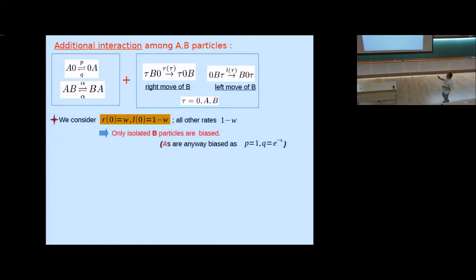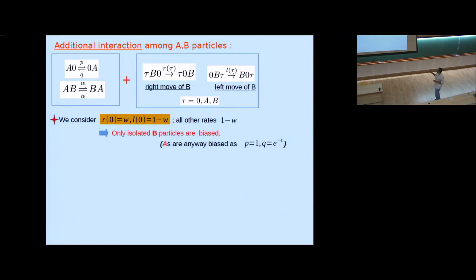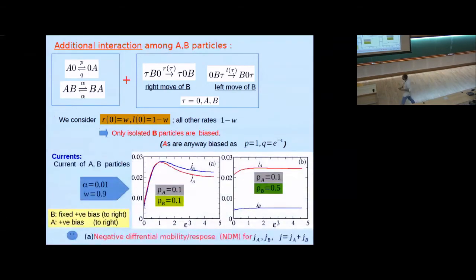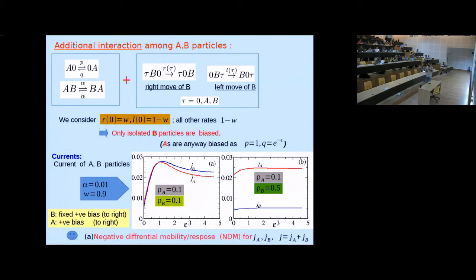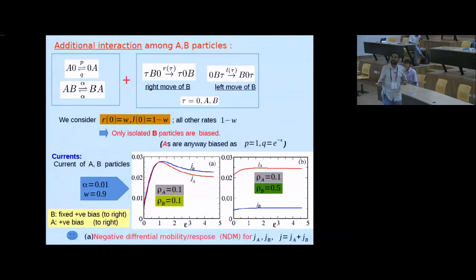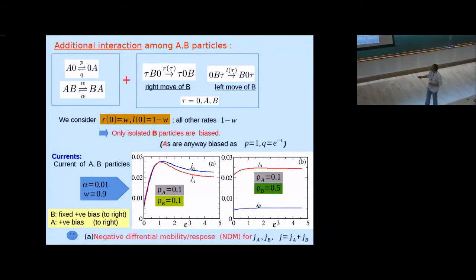Okay, so I want to find the current in terms of this epsilon, and then find that the current is actually positive here. So this is for some fixed parameters. There are 2 conserved quantities, the density of A and the density of B, and the parameter alpha, this exchange rate, and W, which comes from here. These are fixed. And what you find is that for fixed parameters, I take W equal to 0.9.